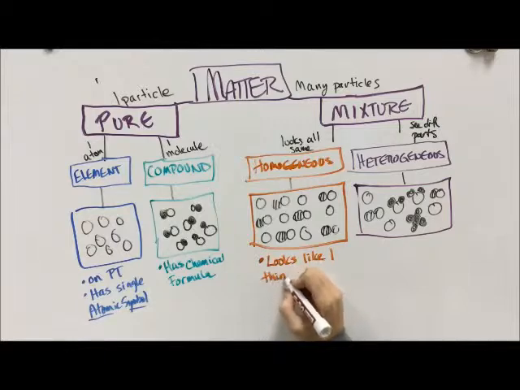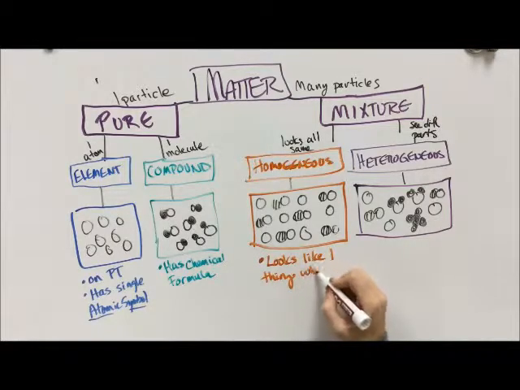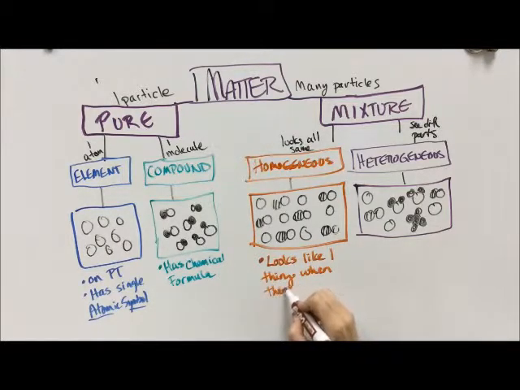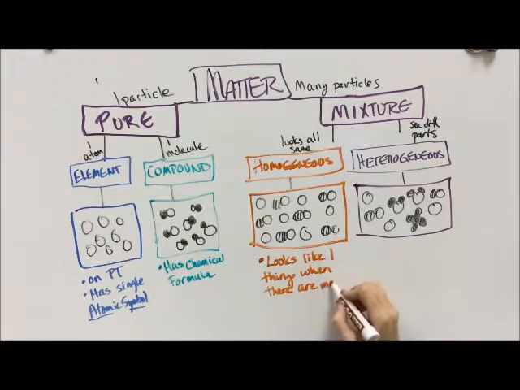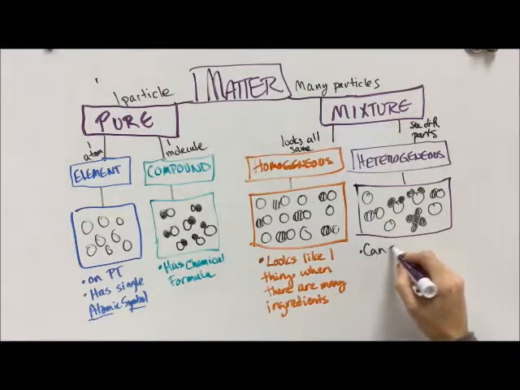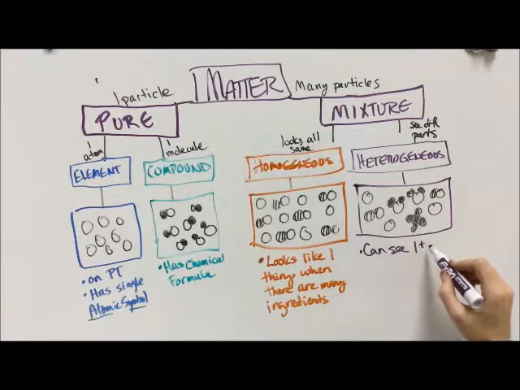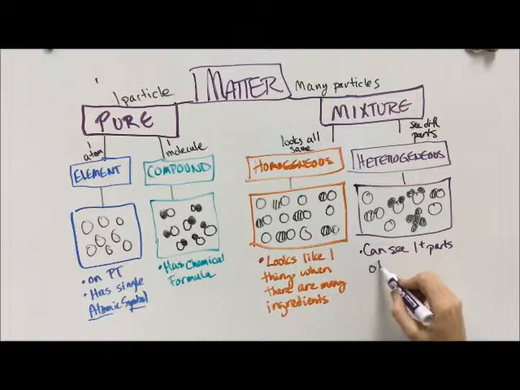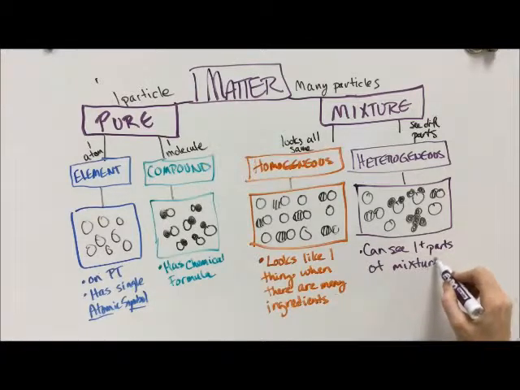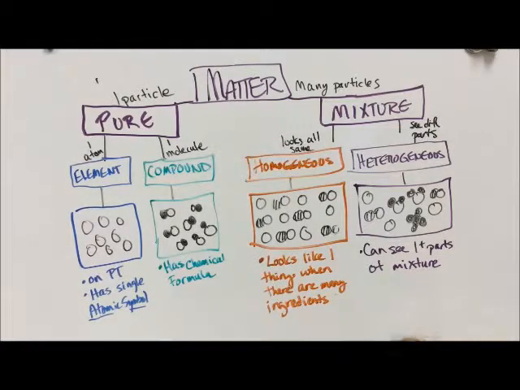Homogeneous mixtures look like one thing. So if you know that there's a bunch of stuff mixed together, but then at the end it all looks like the same substance, it's definitely a homogeneous mixture. Also, if you know there's a bunch of things that are mixed into it, but it all looks like one substance, like sugar water, then it's definitely going to be homogeneous. Heterogeneous mixtures, if you can see one part that looks separate from the rest of the substance, then it's definitely a heterogeneous mixture.